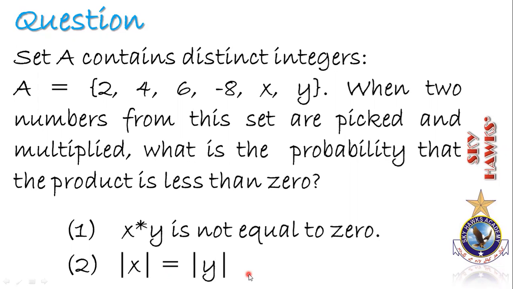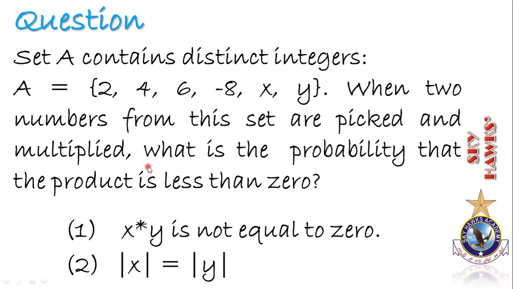We have already talked about these modulus values, that they are either negative or positive, so they will become equal. So the question is very simple and also interesting. Let A be a set: 2, 4, 6, minus 8, x, y. When two numbers are picked from this set, these are distinct numbers, meaning there is no repetition of the numbers.